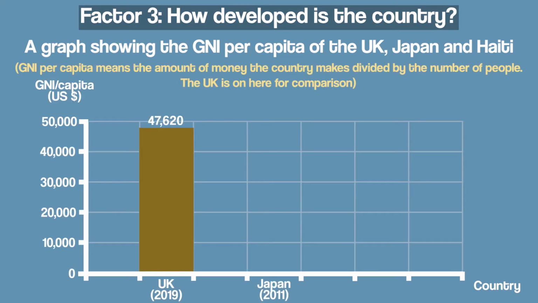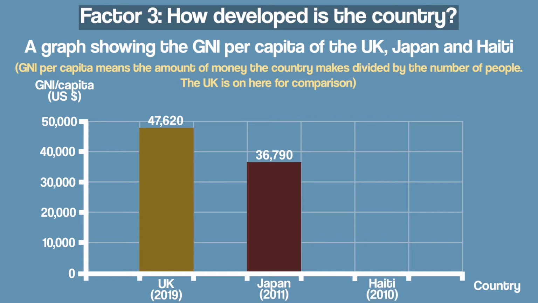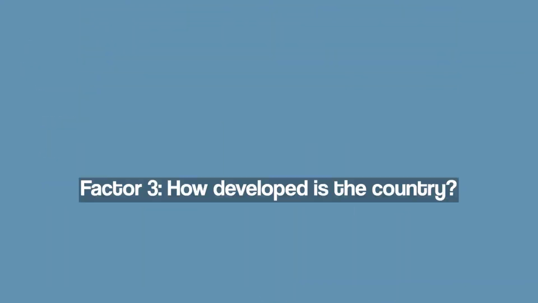So Japan is a HIC. In 2011, their GNI per capita was $36,790. Haiti is an LIC with a GNI per capita of $2,630. Haiti's buildings and hospitals were of lower quality, which helps to explain why the death toll was so high. Japan's buildings are mostly earthquake resistant with better hospitals and money to rebuild. But if those buildings are damaged by the earthquake or tsunami, then they are very expensive to repair. That would explain the high cost of the Japan earthquake.